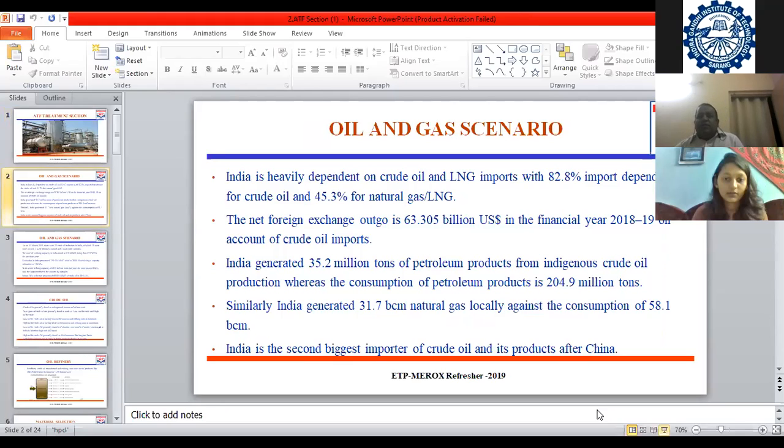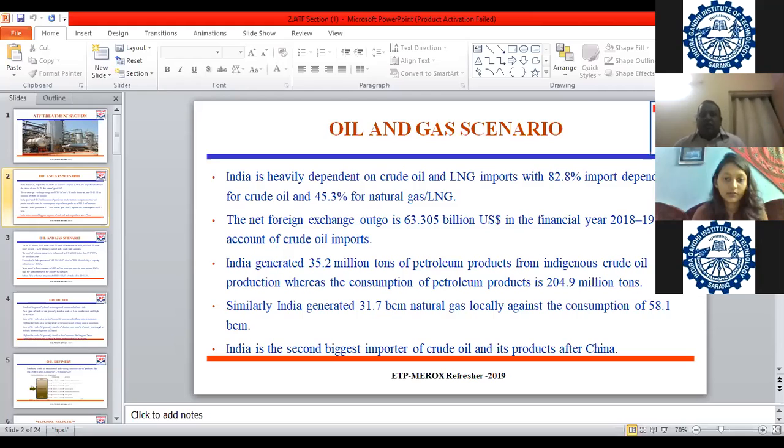Before going to the ATF section, we first have to know the oil and gas scenario in entire India. India is heavily dependent on crude oil and LNG imports, with 82.8% imported from different countries, and about 45 to 46% of natural gas and LNG from all over the world. So we are entirely dependent on foreign countries for our requirements. The net foreign exchange outgo was 63.505 billion US dollars in the financial year 2018-19 on account of crude oil imports.